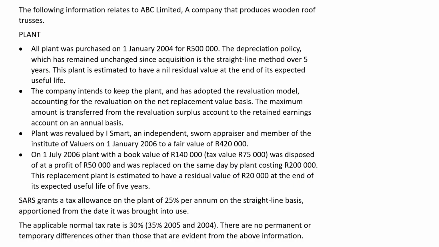The following information relates to ABC Limited, a company that produces wooden roof trusses. Plant. All plant was purchased on 1 Jan 04 for 500,000 rands. The depreciation policy, which has remained unchanged since its acquisition, is the straight-line method over 5 years. This plant is estimated to have a nil residual value at the end of its expected useful life. So bullet number 1 talks about your existing plant.